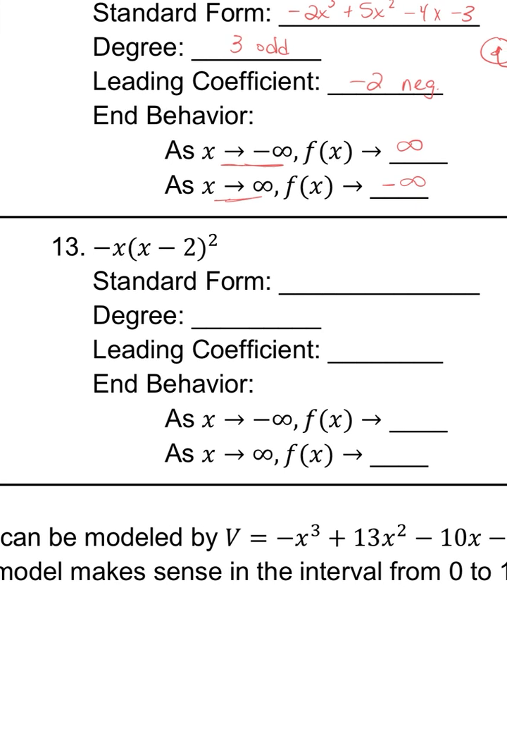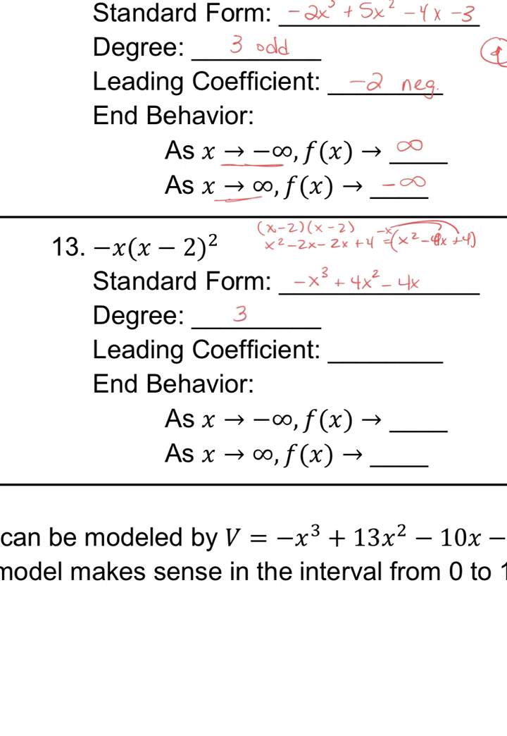So this one is negative x times x minus 2 squared. So let's do x minus 2 squared first. So that's going to give us x squared minus 2x minus 2x plus 4. So that is x squared minus 4x plus 4. And then we're going to multiply that all by negative x. So I'm going to get negative x to the third, and then positive 4x squared, and then minus 4x.